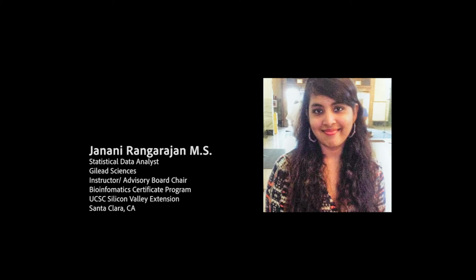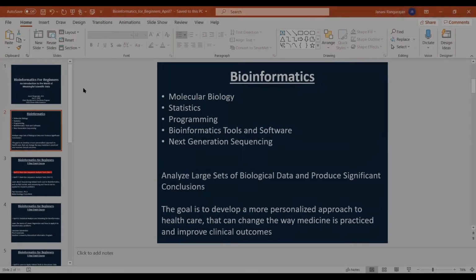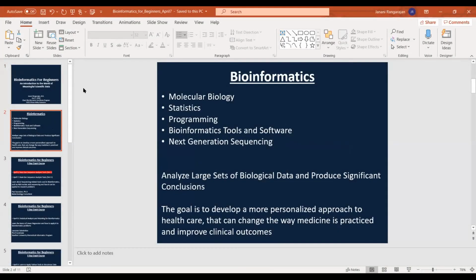We have a basis of molecular biology, understanding of molecular biology and statistics, programming knowledge, and also the bioinformatics tools and softwares that are available for free online, and also about the next-gen sequencing. So a combination of this is what makes bioinformatics.